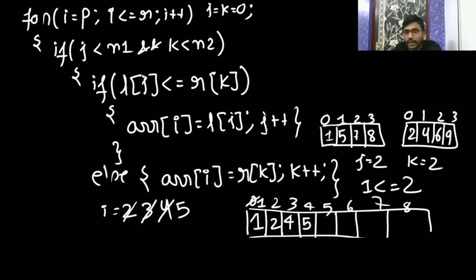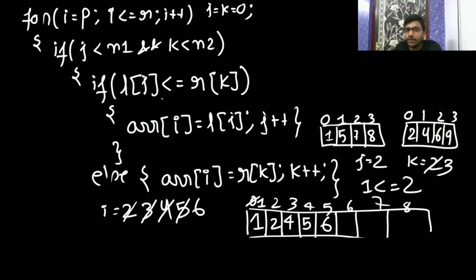So array of 5 is going to have right of k, which is having 6. Then it will increment 2 to 3. See, I reached 3 here. Now I will increment to 6. 6 is smaller than 8? Yes. Now j is smaller than 4, and k is smaller than 4.